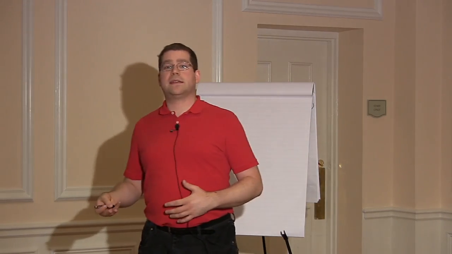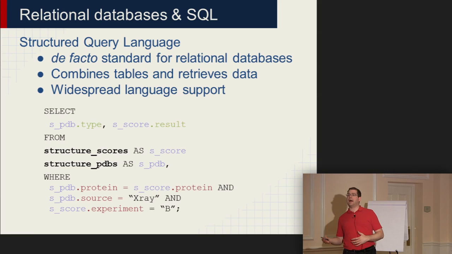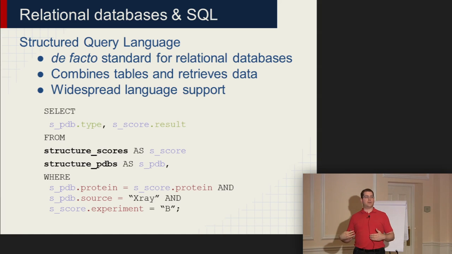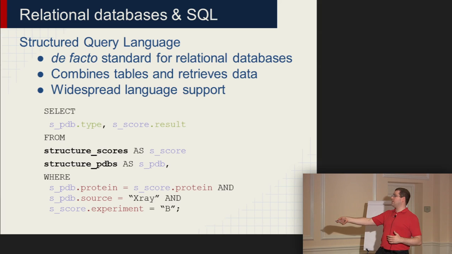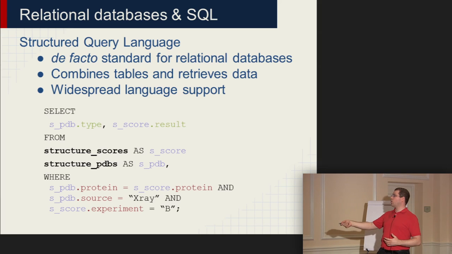And the way you interact with relational databases is standardized in what's called SQL, or structured query language. It's the standard for interacting with relational databases, and it's a method to specify how you combine, interact with, and retrieve data from the tables in a relational database. Here's a sample of what structured query language looks like. You specify from what tables you're trying to pull the information. For example, you have structure scores and structure PDBs, and you can give them aliases, and you can specify what data you're pulling out of those tables. For example, from the structure PDBs table, we want to pull out what type of PDB it is, and from the scores table, we want to pull out the result, the value of that from the score table.